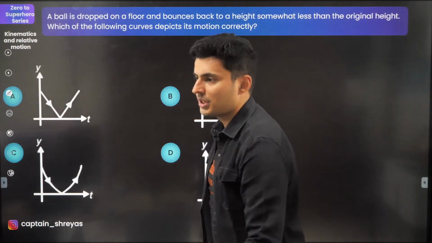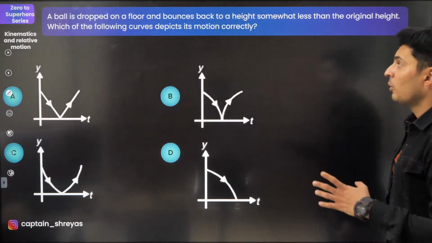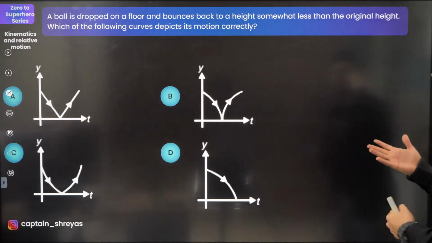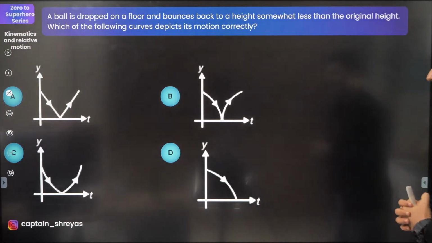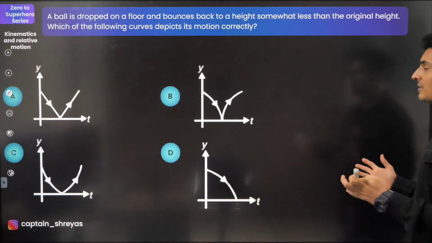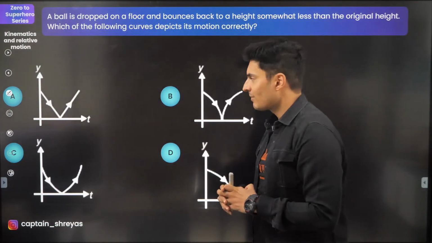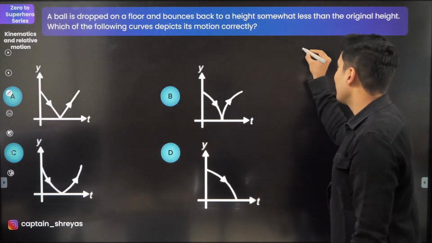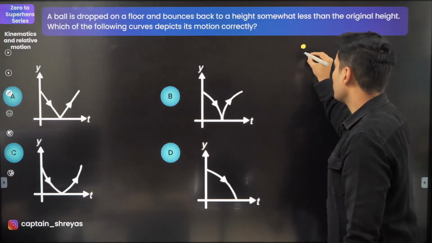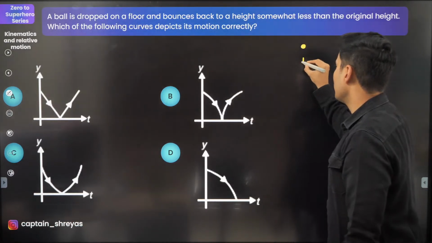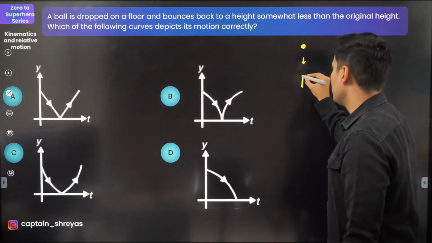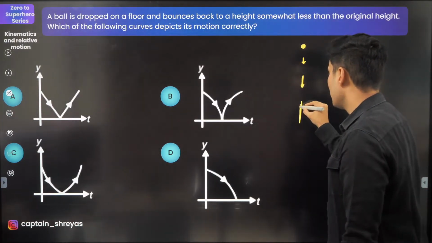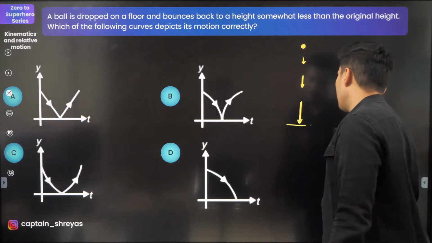Very interesting question. Let's see how many of you can get this. There is a ball which is dropped on the floor and bounces back to some height less than the original height. Which of the following curve depicts its motion correctly? Okay, which of the following graphs depicts the motion correctly? So you drop it, its velocity will slowly, gradually pick up. It's going to increase its velocity, and by the time it hits, it will have a large velocity.